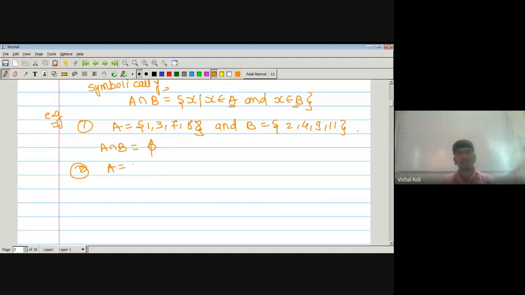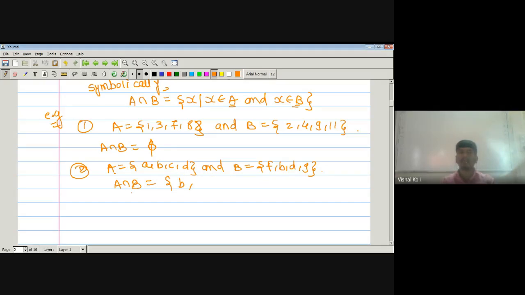Similarly, if A equals {a, b, c, d} and B equals {f, b, d, g}, then the intersection of A and B contains only those elements which are members of both. Here a is a member of A but does not belong to B. b is an element which belongs to both A and B, therefore b is present in the intersection. c is a member of A but not a member of B, therefore c is not a member of A intersection B.